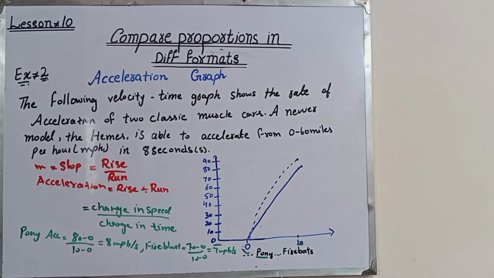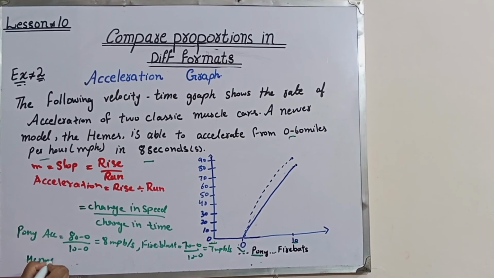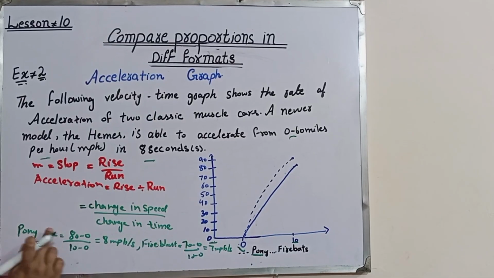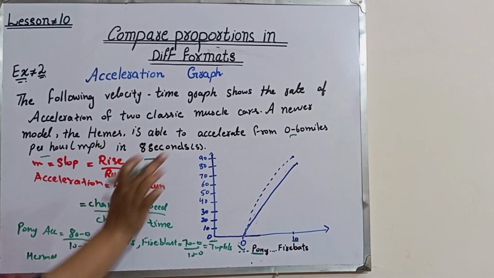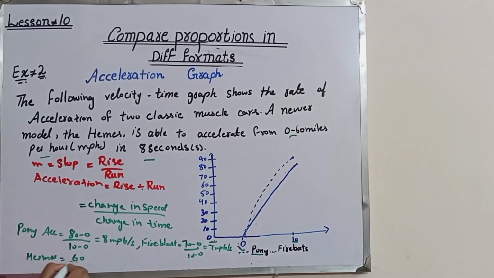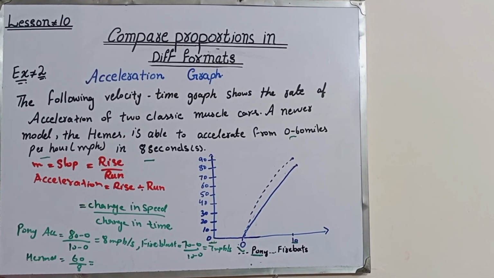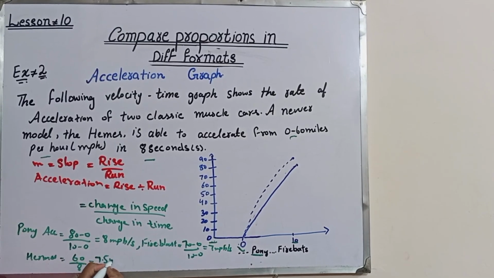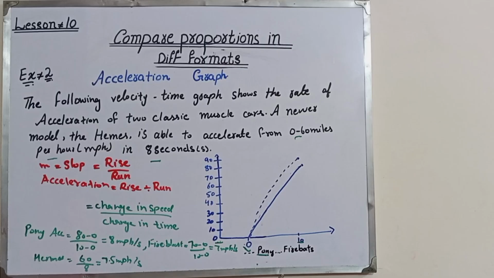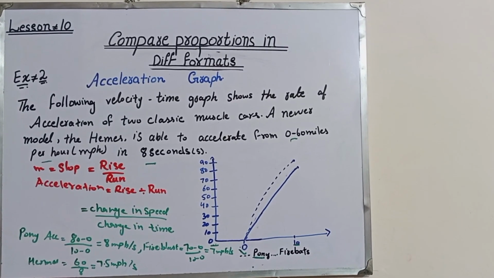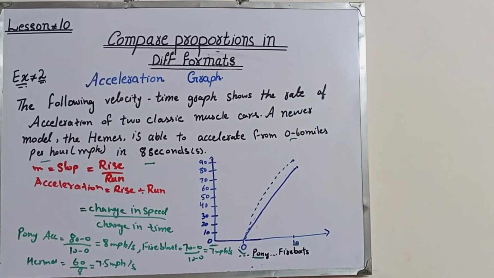Now write the acceleration of the Hummus the same way. The Pony and Fireblast are given in the graph, but the Hummus is given in the numbers. So 0 to 60 miles, it's 60 divided by 8 seconds. When we divide them, our answer will be 7.5 mph per second. So, compare the values to determine the relative speed of the cars. The Hummus is faster than Fireblast, but still slower than the Pony.